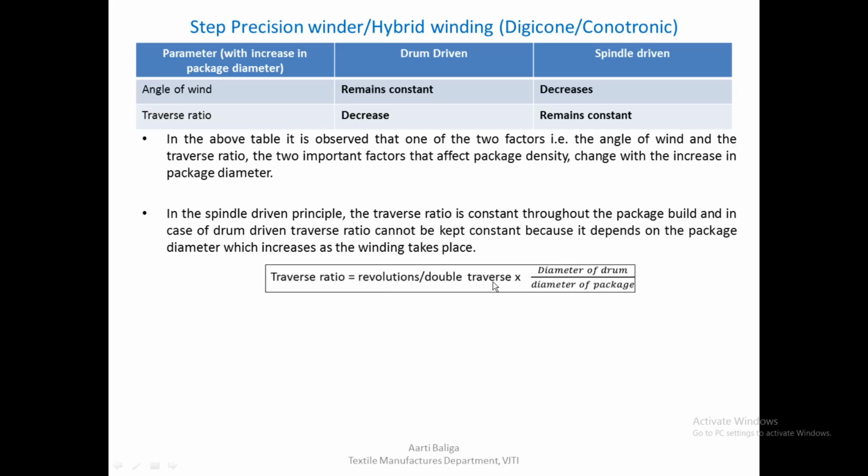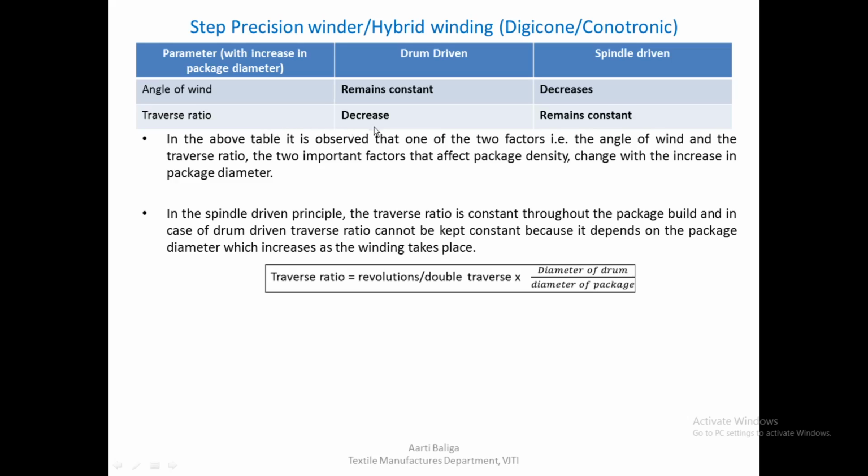So by the formula we have seen earlier, we saw that traverse ratio will depend, in case of drum driven, on the diameter of the package. So whatever I do here, I cannot keep this traverse ratio constant because it depends on the package diameter, which will automatically keep on increasing as the winding takes place. So it is impossible to control a traverse ratio in this case.